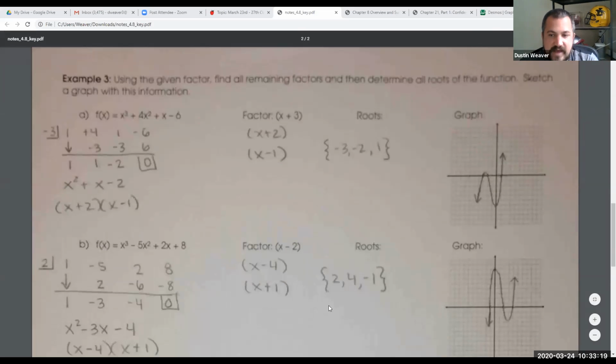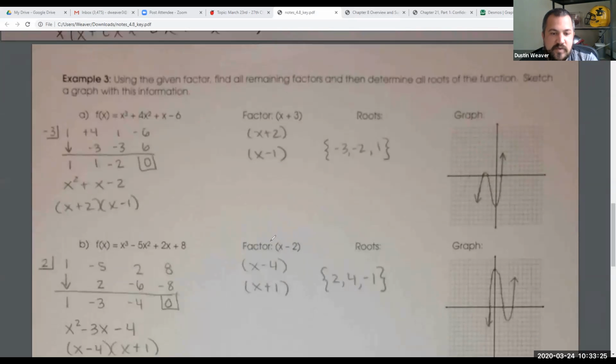Part B. The factor is, I'm going to write on here again if that works for y'all. The factor is x minus 2. So that means that we are going to put a +2 in the box. Remember, you put the opposite number in the box. We are going to write our coefficients. So we have a 1, a -5, a 2, and an 8. So that's where these numbers come from. 1, -5, 2, and 8. Those are our coefficients.